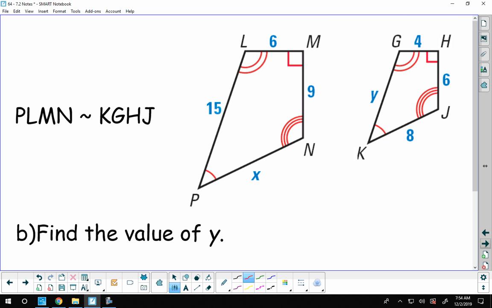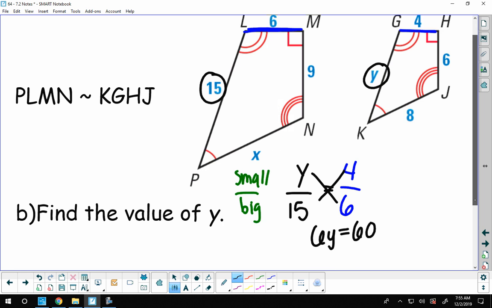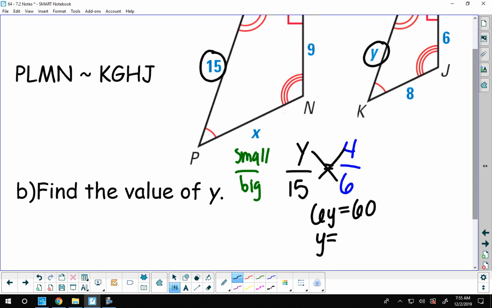So now if we're trying to find y, again, I always start with my variable. So y in the small corresponds to 15 in the big. So now we're going small over big. We have to pick two sides that we know. So maybe this time let's pick 4 in the small corresponds to 6 in the big. So we did small over big. And then we can cross multiply to solve. So 6y equals 60. And divide both sides by 6, and we get y equals 10.